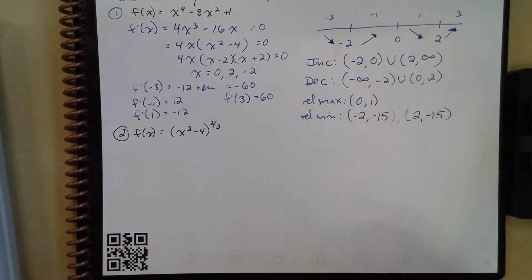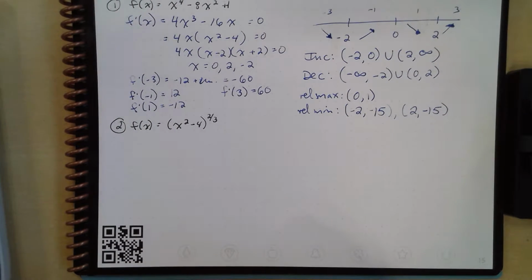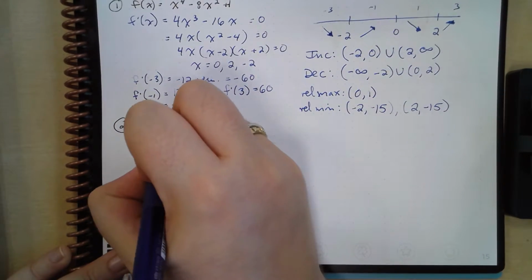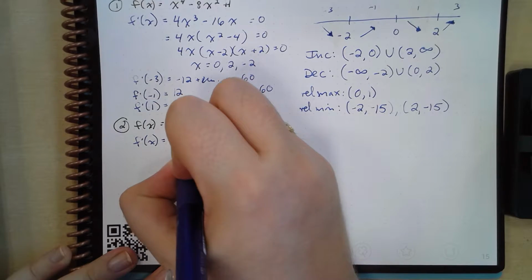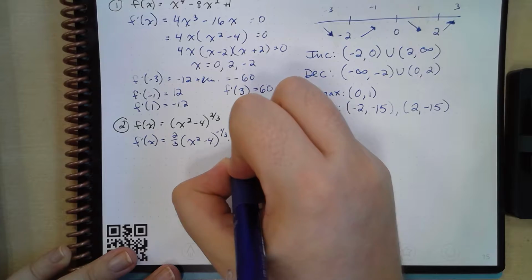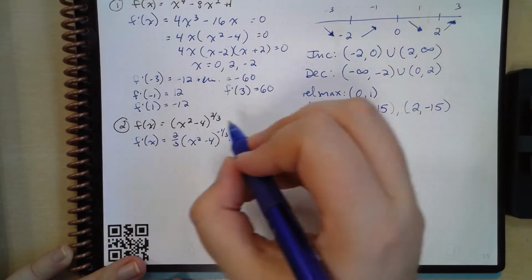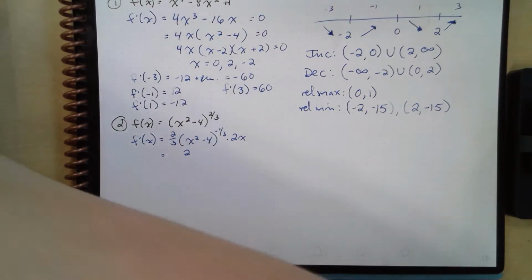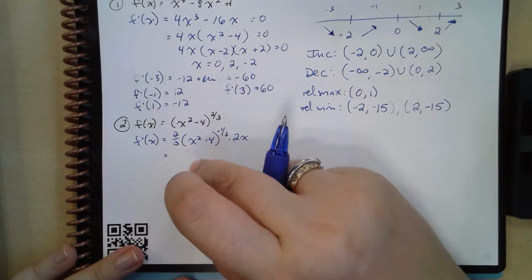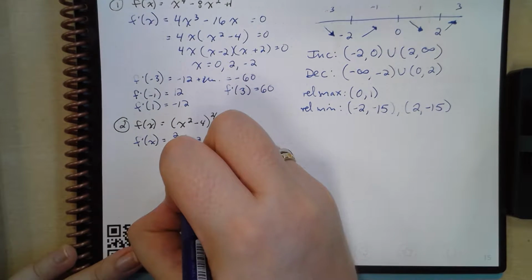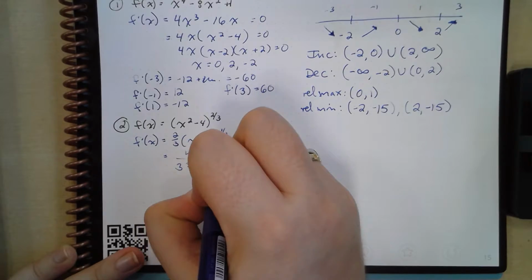All right. f of x is equal to x squared minus 4 to the 2/3 power. Well, the first thing we have to do is find f prime of x. So f prime of x is equal to 2/3 times x squared minus 4 to the -1/3 times 2x, which is going to be equal to 4x over 3 times the cube root of x squared minus 4.